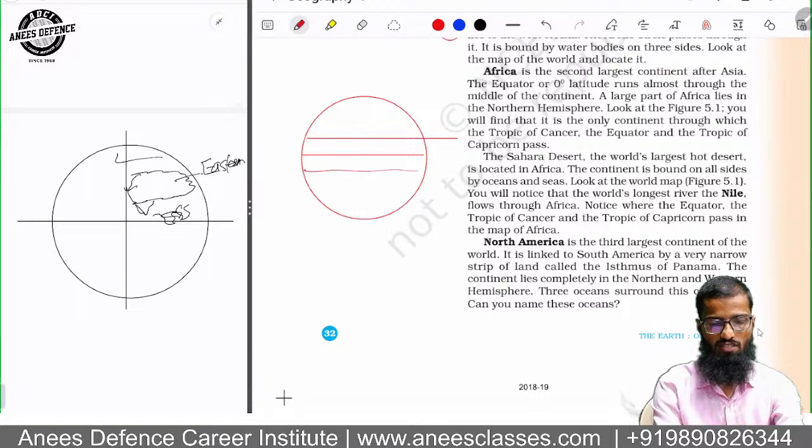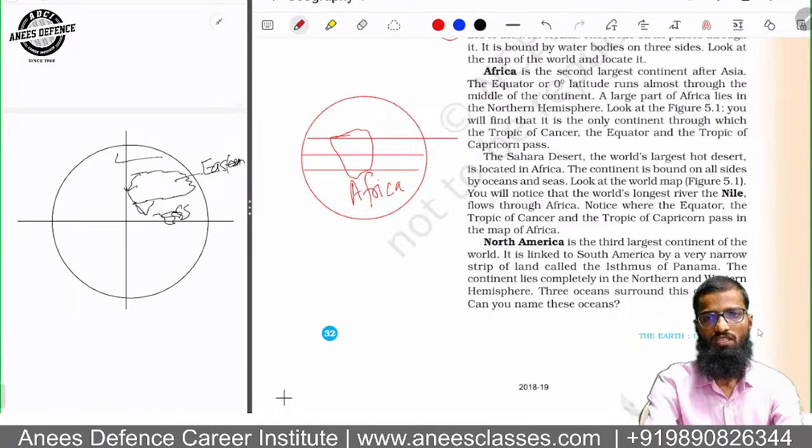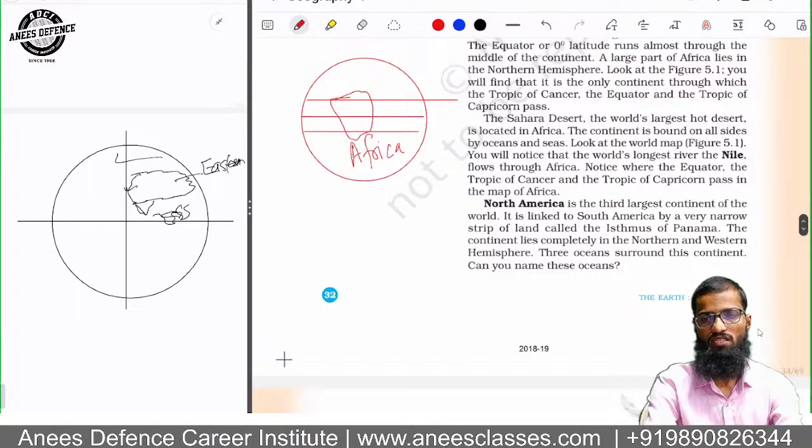This is the Capricorn. So, this continent is the only continent through which the... you have, this is for example Africa. You have three lines passing through it: the Tropic of Cancer, Equator, and Capricorn. Sahara Desert, the world's largest hot desert, is located in Africa.